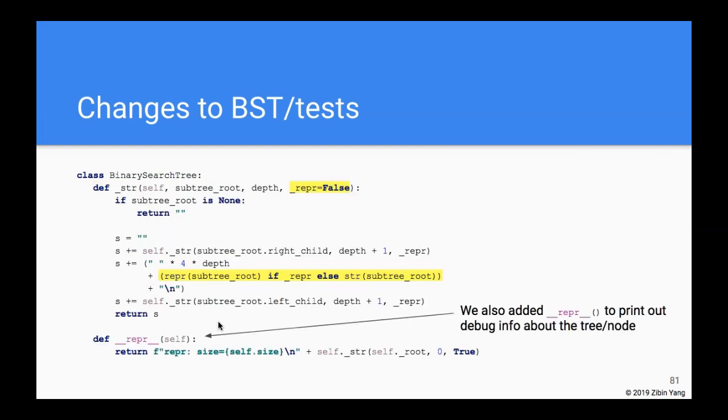And then lastly, one more thing that I did change is I added a repr method. This, if you remember, includes more information for debugging, so it's helpful for us programmers to see what's in the tree. In this method, it will call the underscore string, which is a recursive function that constructs a string composed of the string representation of each of the nodes. Basically, if this underscore repr is false, it just works the same as before. We'll just convert each of the nodes into a string. However, if this is true, then we'll call the repr function of the node to give us more information about the nodes in the tree.